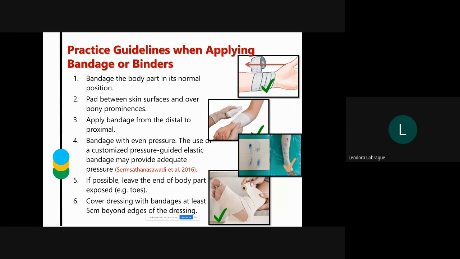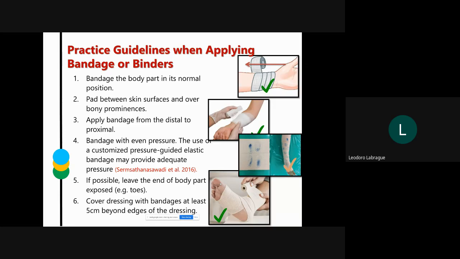I want you to look at photo number 3. There are circles. Okay? And normally these circles will guide you if the amount of pressure that you are exerting in every turn of your bandage is equal or not. If it is too tight or too loose. We call it as bandage with even pressure.